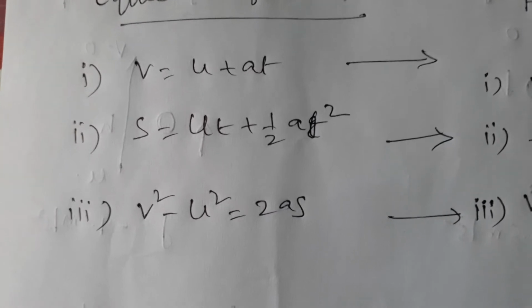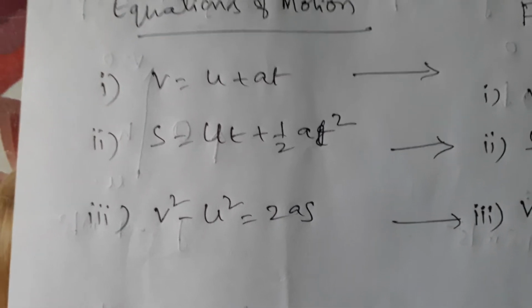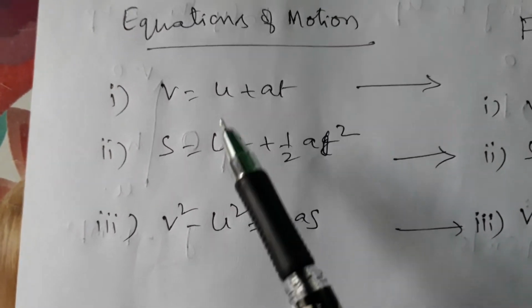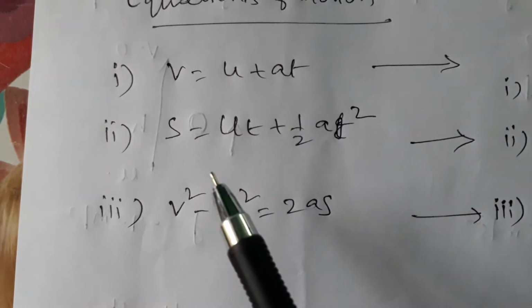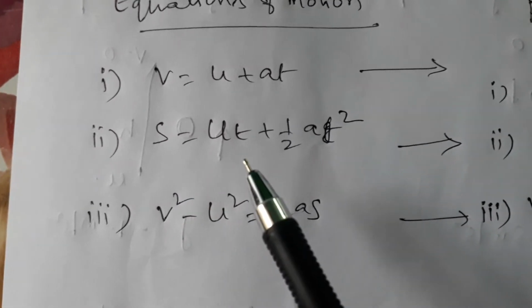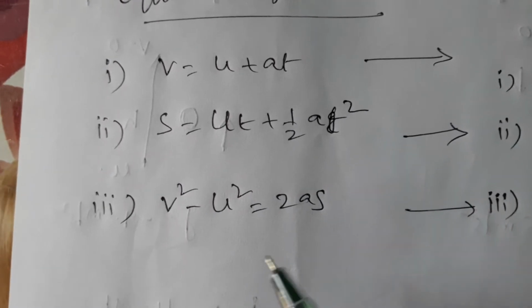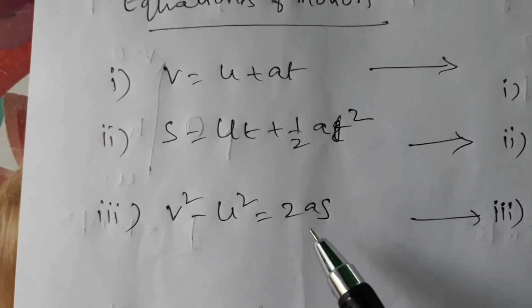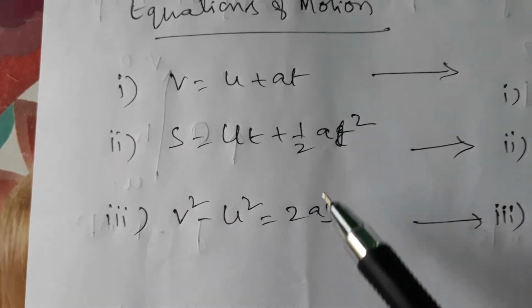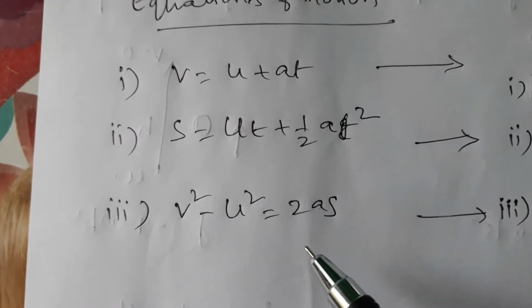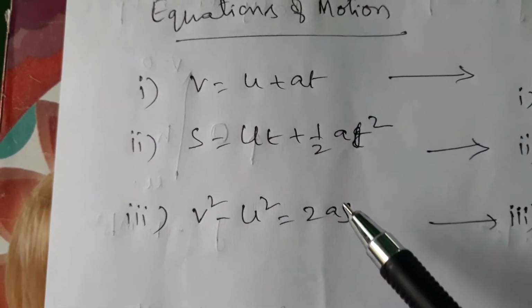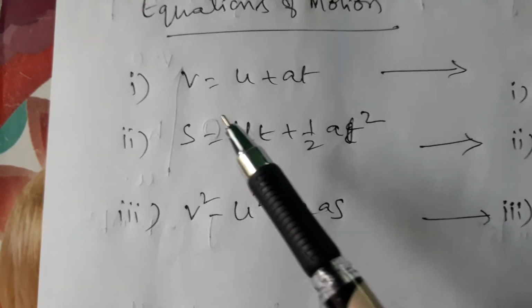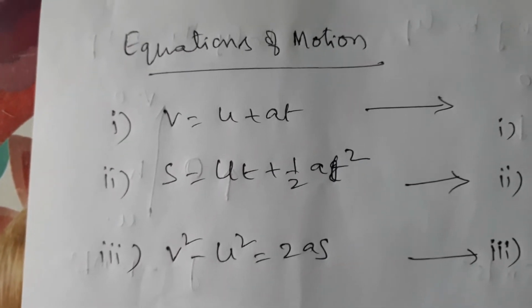Here, the three equations of motion are: V is equal to U plus AT; S is equal to UT plus half of AT square; V square minus U square is equal to 2AS. These are the three equations of motion. So by using this, we can find out unknown things about a moving body.